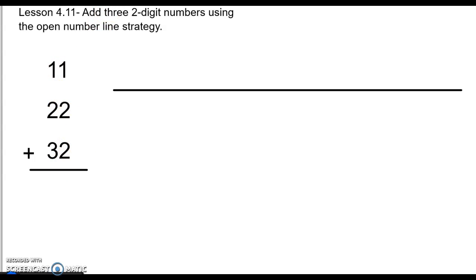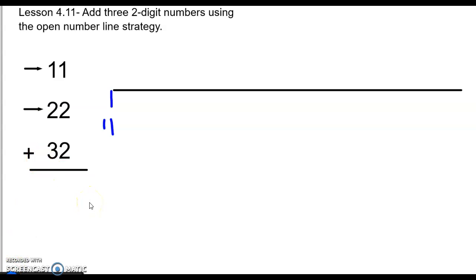So we are going to start with our first number, which is 11. We are going to place the 11 at the beginning of the open number line. Now we will move down to the number 22.